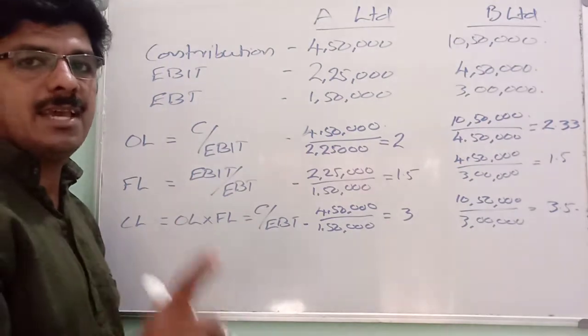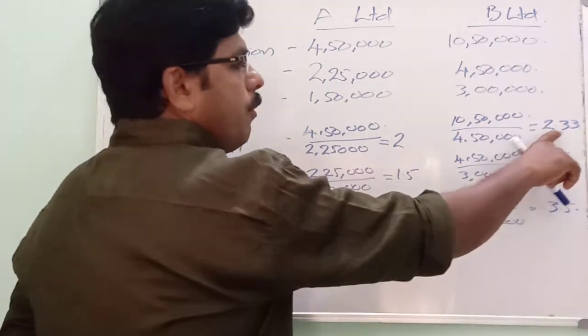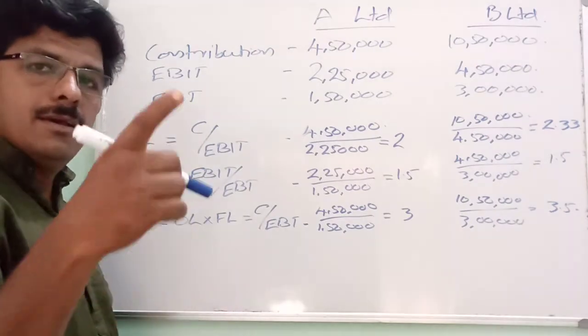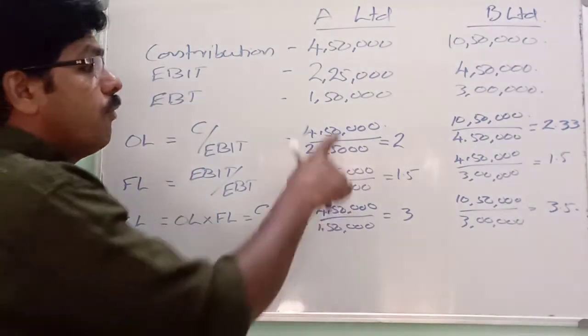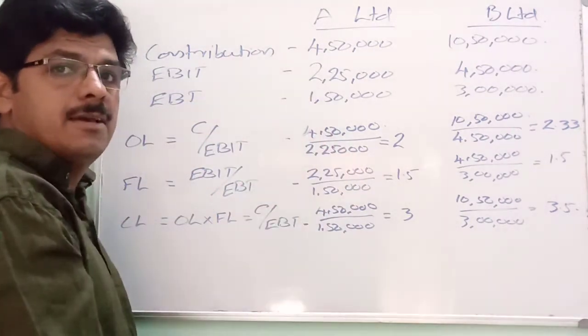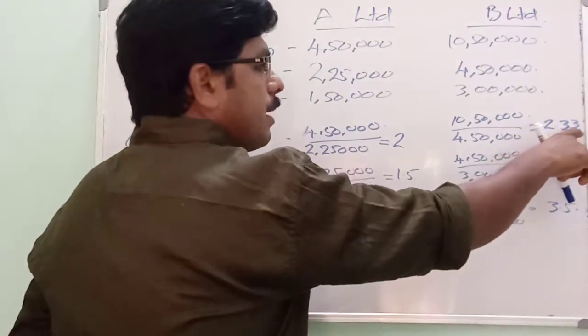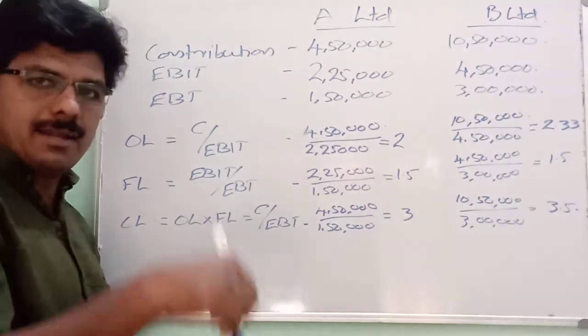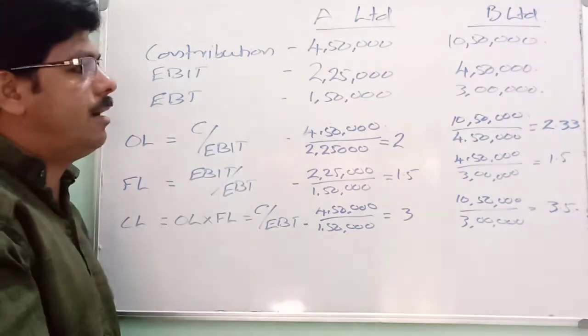1% increase in sales results in 2.33% increase in profit there. And in the same way, 1% decrease in sales results in 2.33% decline or decrease in EBIT.